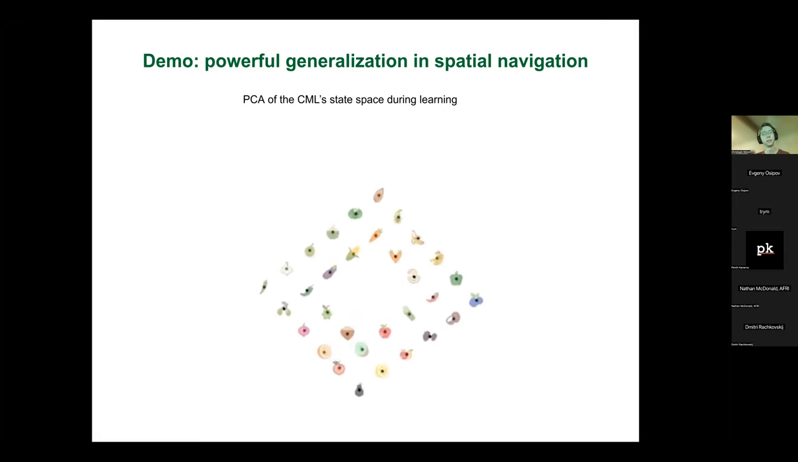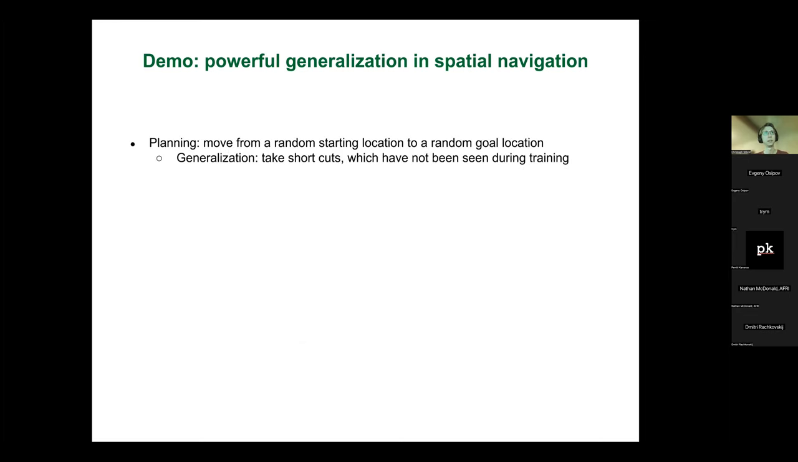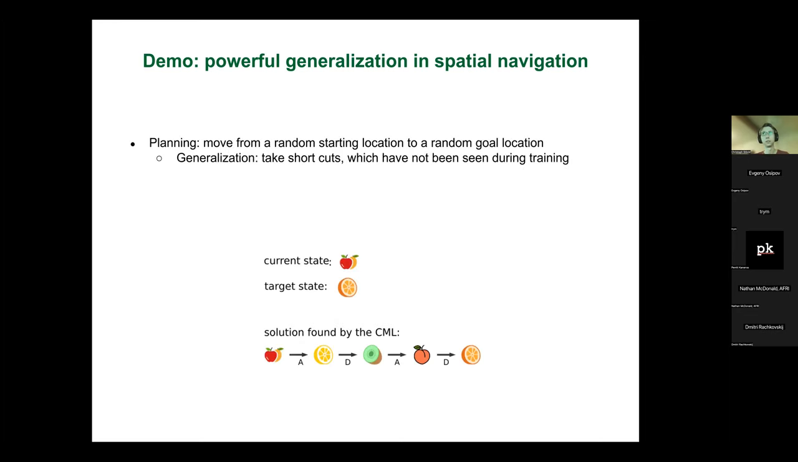And after this, of course, we also want to evaluate the planning capabilities of the CML. This is basically the same setup as for the graphs. We have an arbitrary starting observation and a goal observation, and we want to find a trajectory between them. But now the CML really should take shortcuts. And these are also shortcuts which it has never seen during the learning phase, basically.